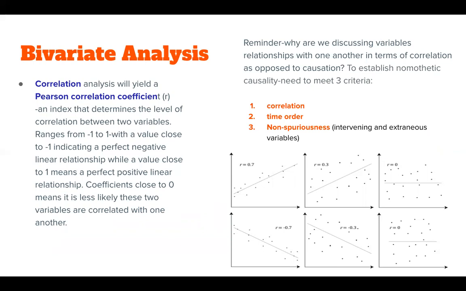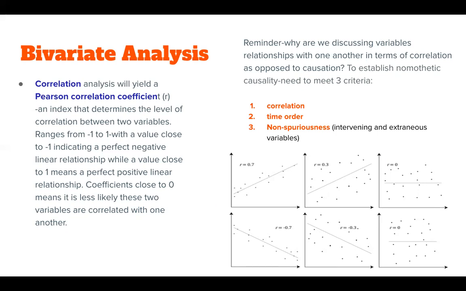And a value close to 1 or -1 indicates a linear relationship. The closer it is, the more perfect the relationship. If it's close to -1, it's a perfect negative relationship. If it's close to 1, it's a perfect positive linear relationship. And if it's close to 0, it means that these two variables are really just unlikely to be correlated with one another. There isn't much of a correlation existing.